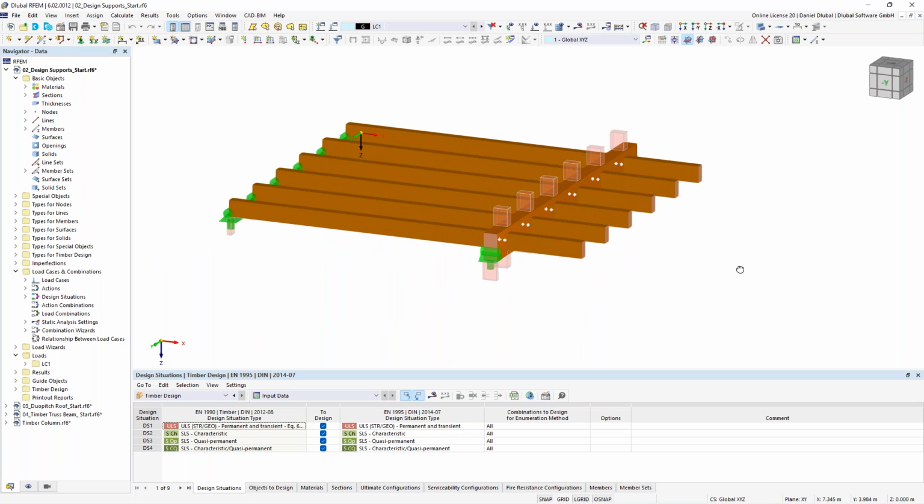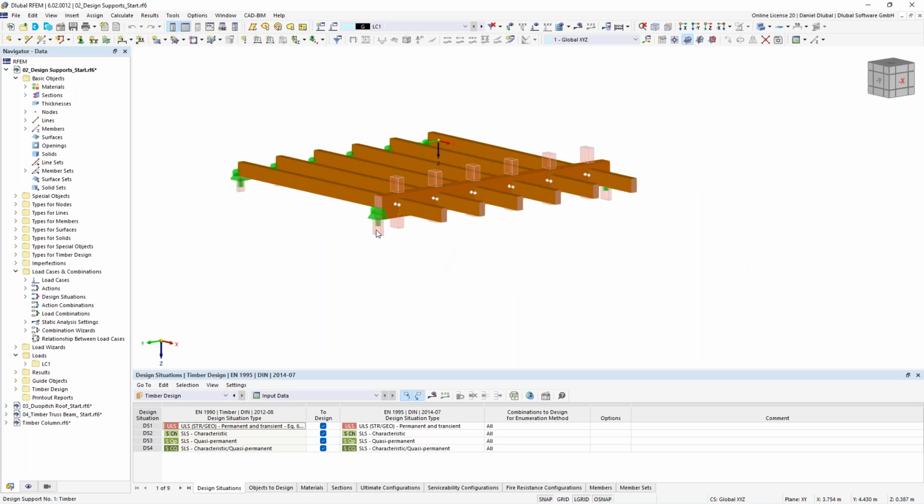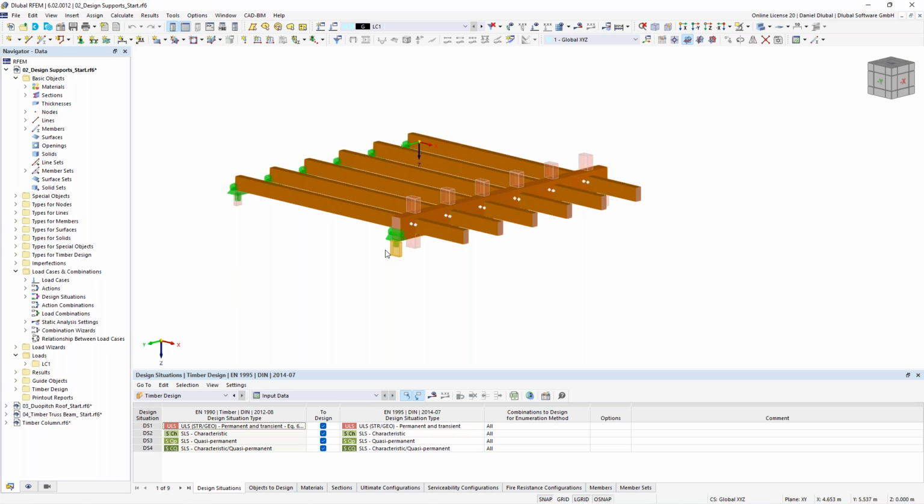So we have here this timber slab with different timber beams and also with a main girder here. And what I have here are some design supports. What are design supports? Design supports have in general two main functions. The first function is the definition of boundary conditions for the design compression perpendicular to grain direction. And the second one is the segmentation of the member or set of members for the deflection design.